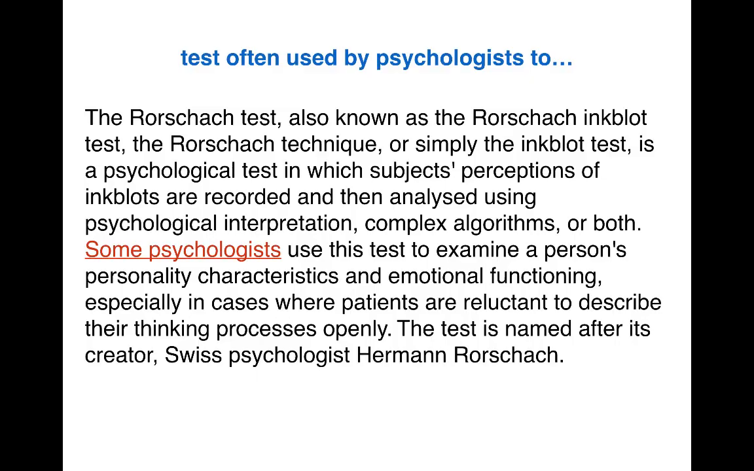So some psychologists use this test to examine a person's personality characteristics and emotional functioning, especially in cases where patients are reluctant to describe their thinking processes openly. So we've found the right part of the passage here, definitely. What is it used to do by psychologists. We could underline some keywords in the part that I've put in blue. Examine, reluctant to describe their thinking. So it's examining people who are reluctant to describe their thinking.